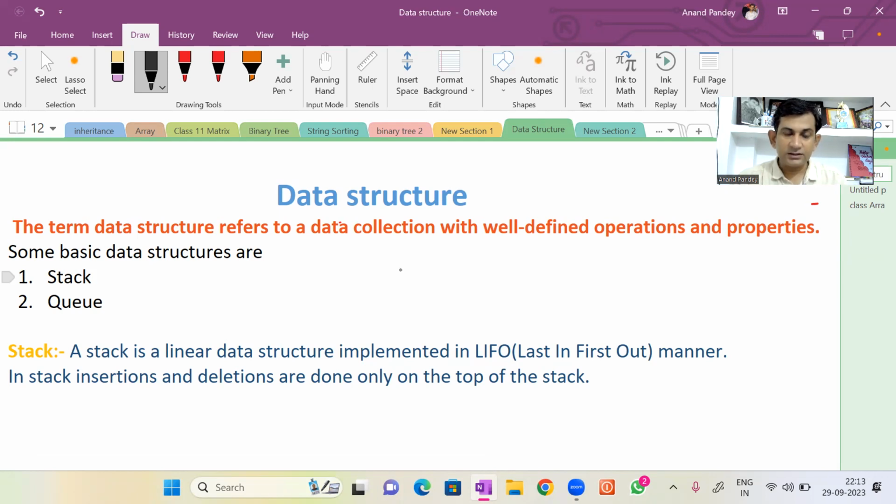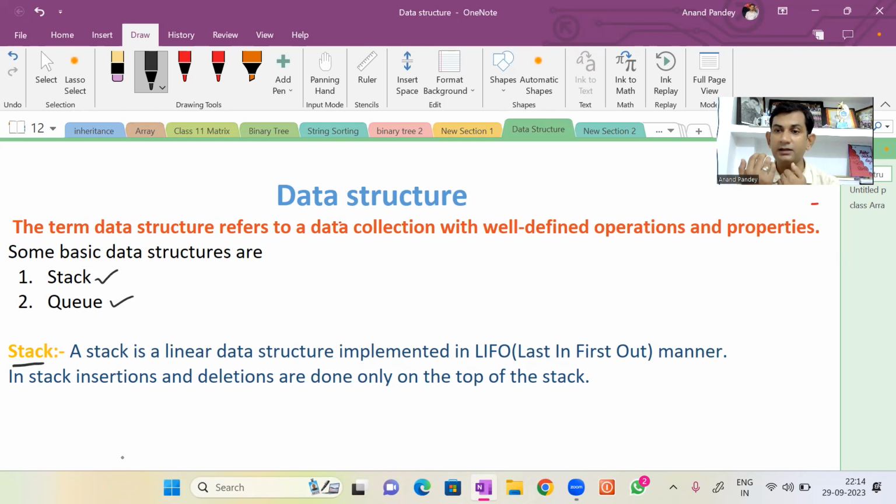Some basic data structures are, here I am going to discuss only two data structures, stack and queue. I will introduce in this video what is stack, what is queue thoroughly. So stack and queue are what? Data structures. So here is the definition of stack I have written. A stack is a linear data structure implemented in LIFO, last in, first out manner. In a stack, insertions and deletions are done at the top only. So this is the definition.